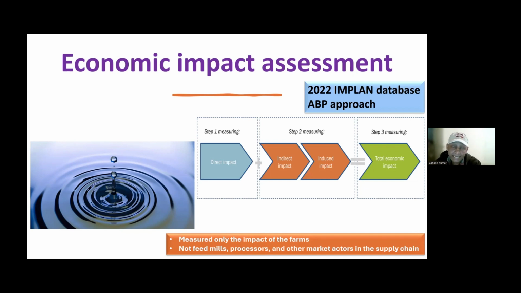We went ahead with IMPLAN. IMPLAN is a commercial database that collects data from multiple economic sectors. They have about 546 economic sectors, of which aquaculture is not an important player. So we need to create our own niche and spending patterns of all these things. So we went ahead with a process called the analysis-by-parts approach, wherein we are niching an aquaculture component and trying to figure out the economic impact assessment.